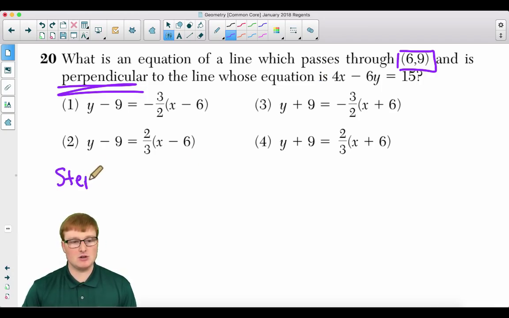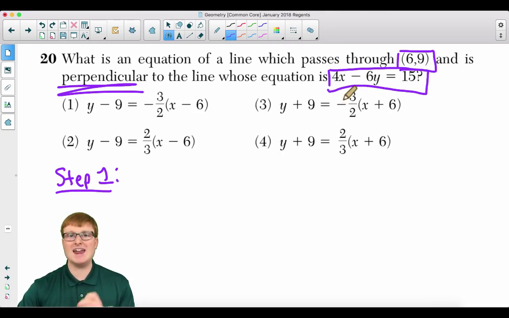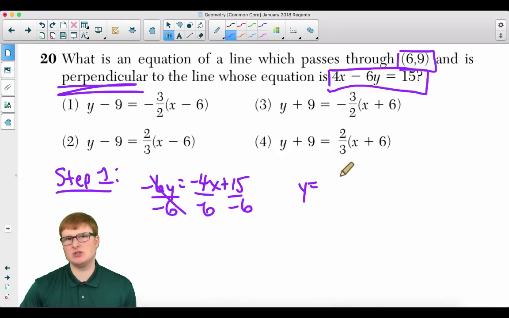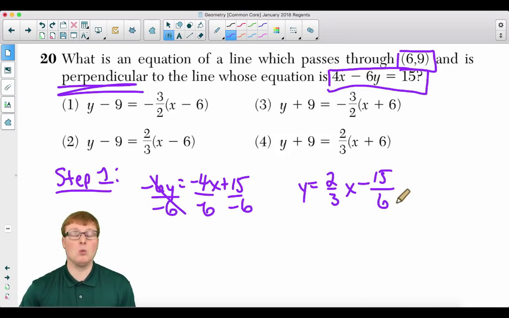The first step that I want you to realize is take this line right over here, and calculate the slope of that line. In order to do this, you just put this in y equals mx plus b form. So we get negative 6y is equal to negative 4x plus 15. Divide by that negative 6 on both sides. So we get y is equal to, now you can just reduce that fraction a little bit. Two negatives give you a positive answer, and 4/6 reduces to 2/3 x. And I don't really care what the y-intercept is. It just doesn't matter. So we know for a fact that the slope of this line is 2/3.